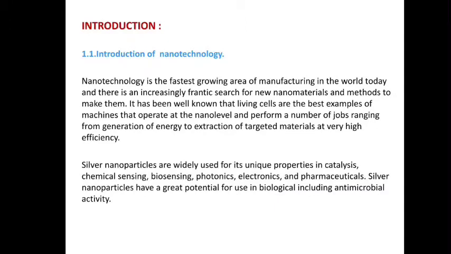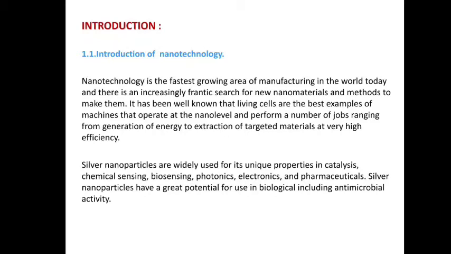Introduction of nanotechnology. Nanotechnology is the fastest growing area of manufacturing in the world today, and there is an increasingly frantic search for new nanomaterials and methods to make them. It is well known that living cells are the best example of machines that operate at the nano level and perform a number of jobs, ranging from generation of energy to extraction of targeted materials at very high efficiency.